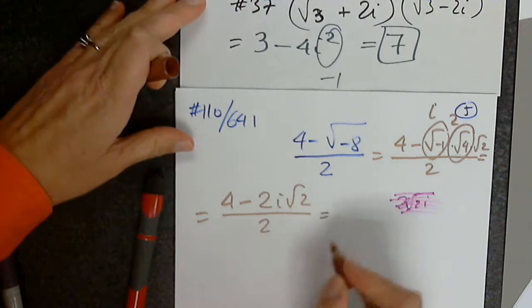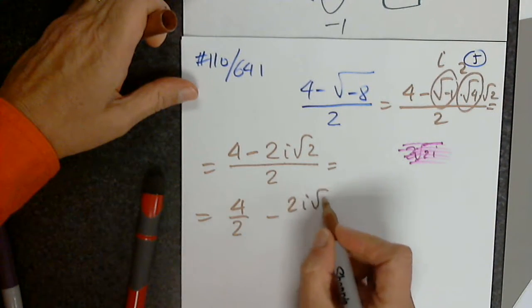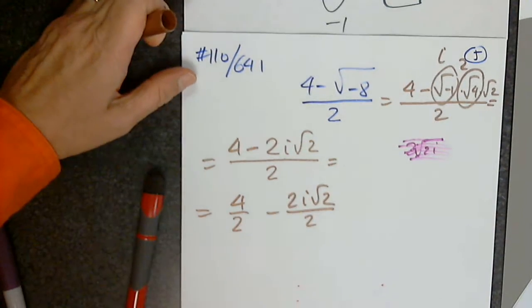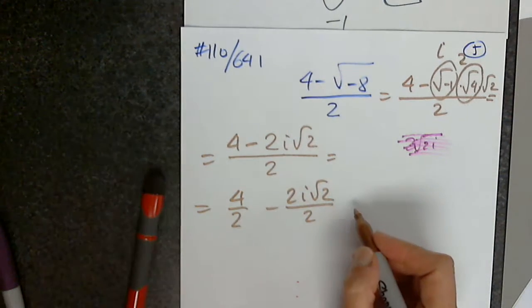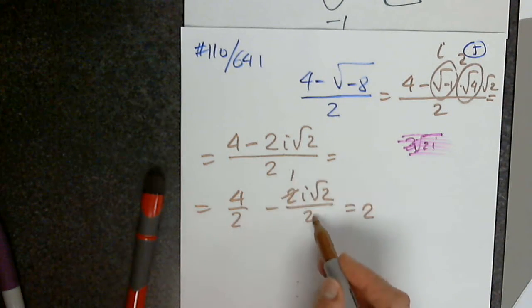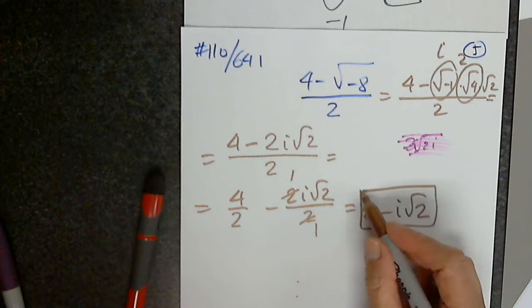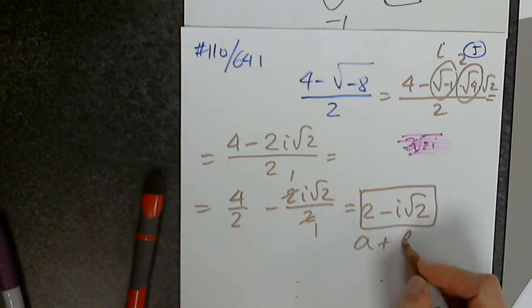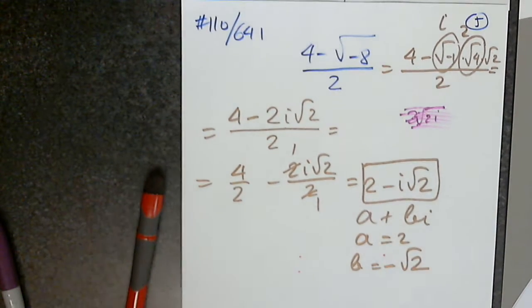Good. So now I can separate it to show the complex number. 4 over 2 minus 2i, the square root of 2 over 2. And yes, each fraction should be simplified. So 4 over 2 is 2, and here I can simplify. So it's minus i, the square root of 2. So this is a plus bi, where a is 2 and b is negative the square root of 2.